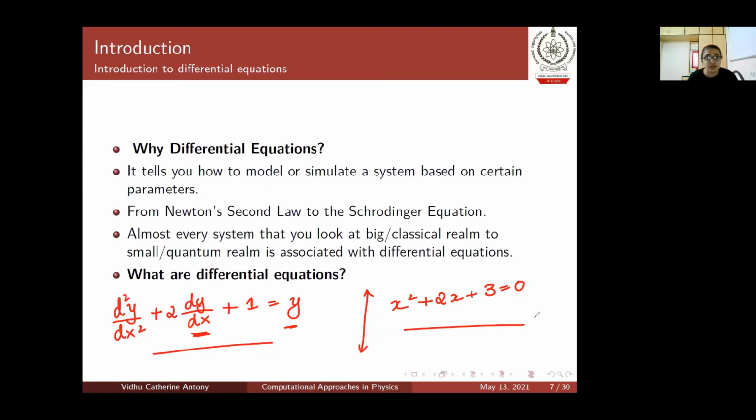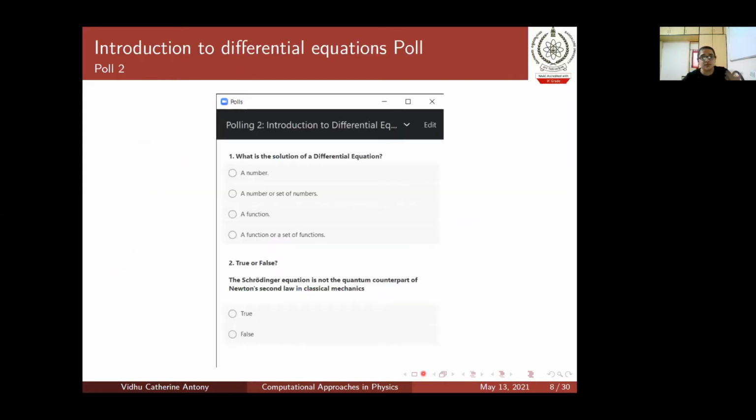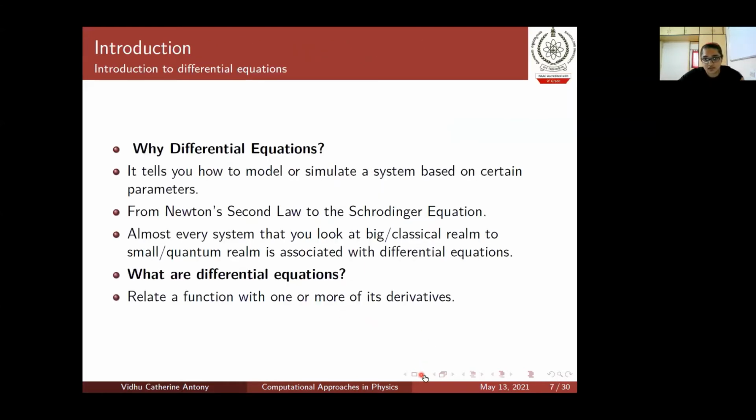So the difference between these differential equations and the algebraic equations that we have is that you relate a function with one or more of its derivatives. Now what I'm going to do is put up a poll to understand how much you know. So let's start off this poll.